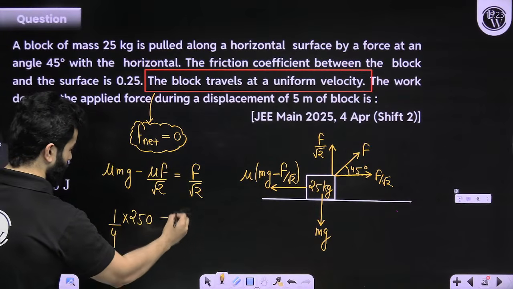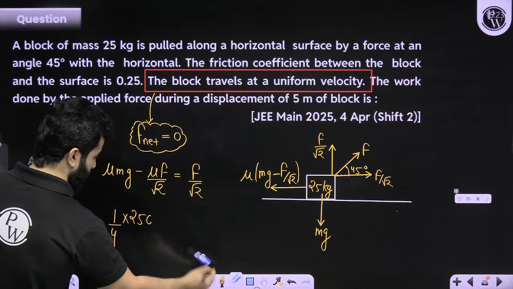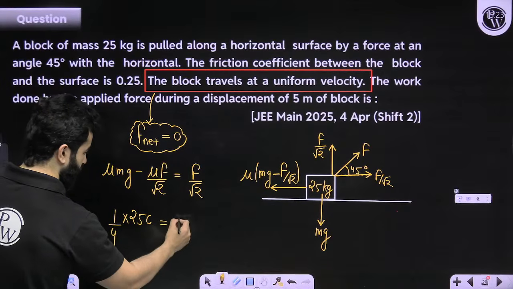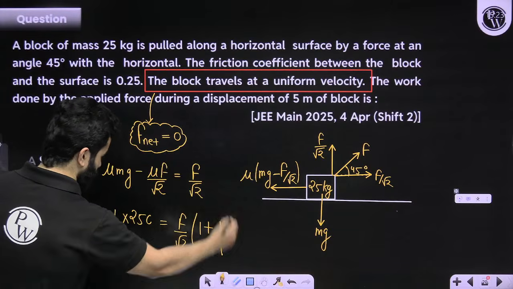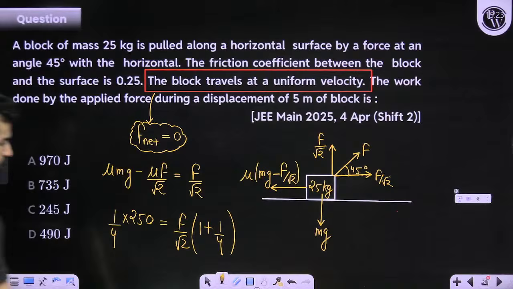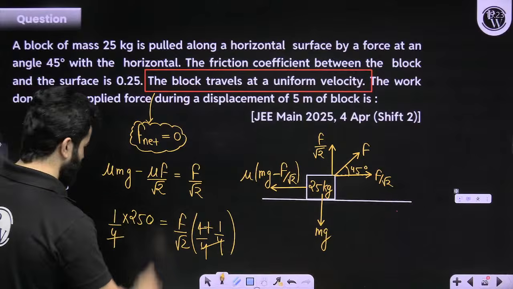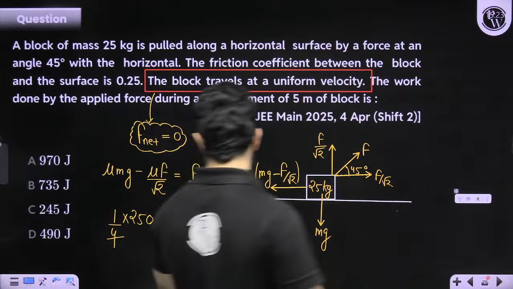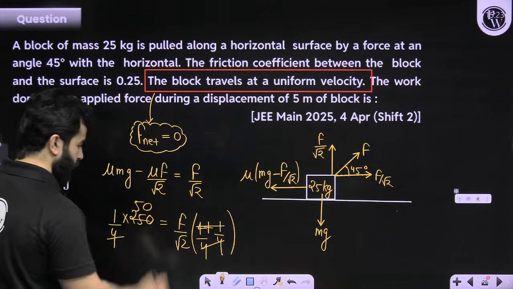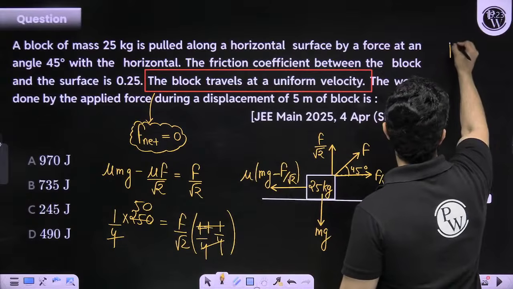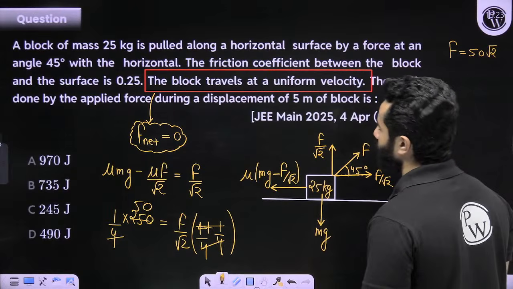Mg is 250 minus 1 by 4 F by root 2, or what I can do is write this as F by root 2 times (1 plus 1 by 4). So you can cancel out this 4 and find the value of F from here. This is 5, so this is going to be 50. So F will be 50 root 2.